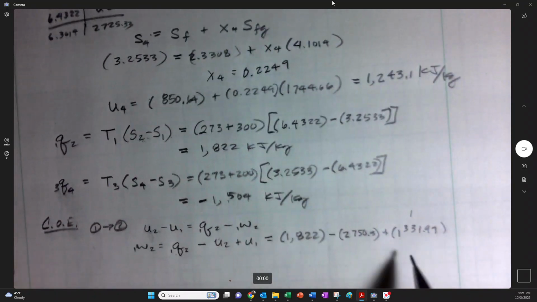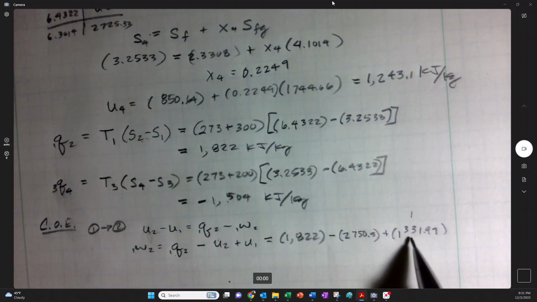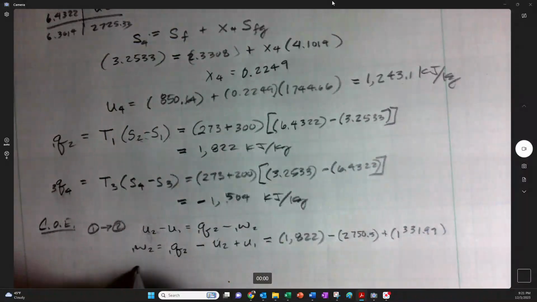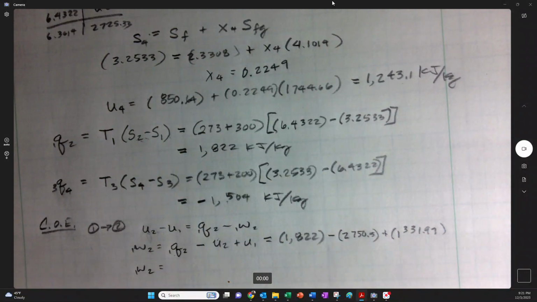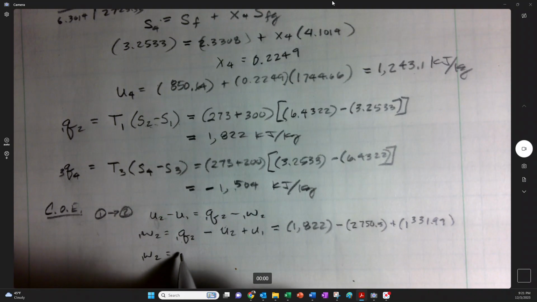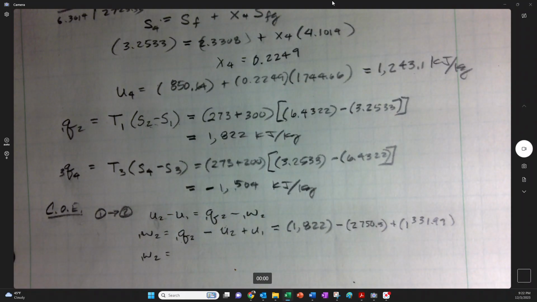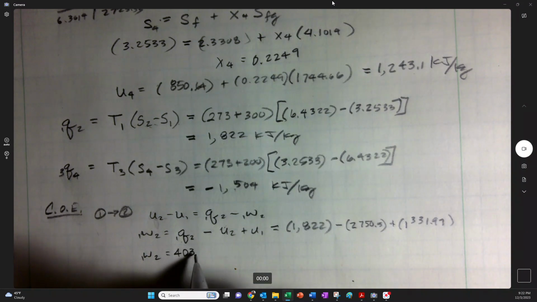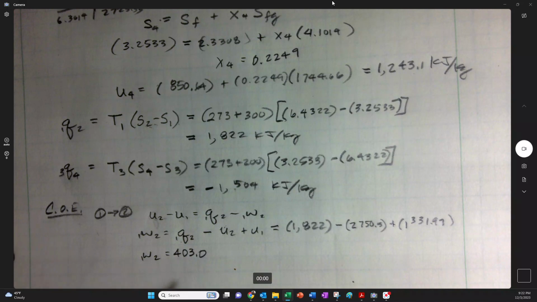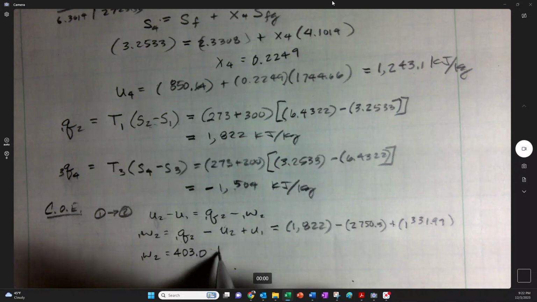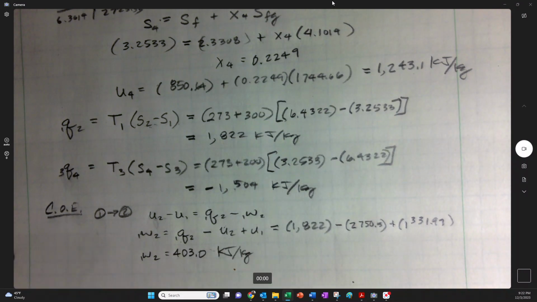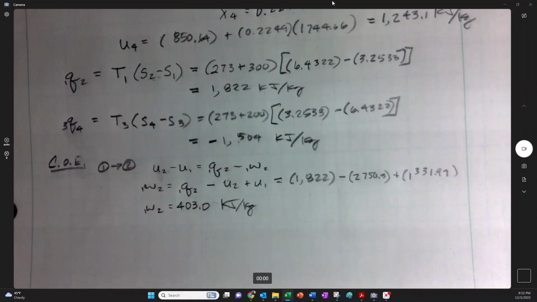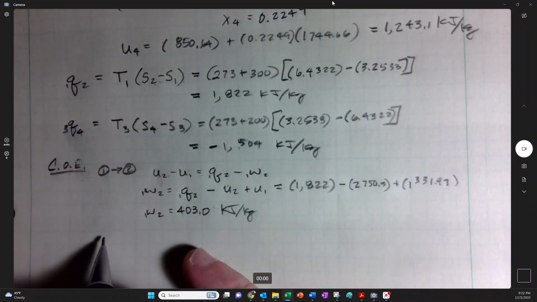Most normal people would have just gone ahead and said 1,332. I don't know why I did that. But anyway, our work between 1 and 2 is going to end up being, as a net, I did this in Excel like I said, 403. So here's 403. And it's positive, so that means that there's work going out. While heat is coming in, work is going out. That's some of the importance of doing this assignment, to keep track of all these signs.